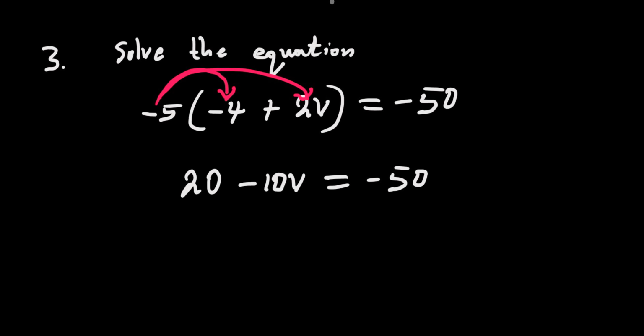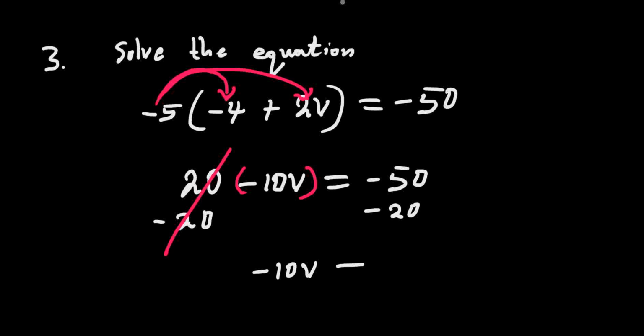So we are going to isolate negative 10v. You're going to keep this here and move 20 from the left side. And as you can see, this is positive 20. So we can move this from here by simply subtracting 20 from both sides. Minus 20. Minus 20. So this automatically is out. And we now have negative 10v on the left side equals negative 50 minus 20. This will give us negative 70.